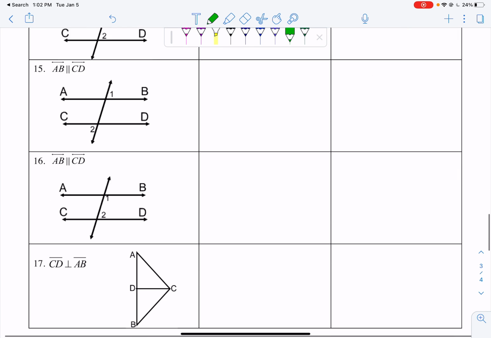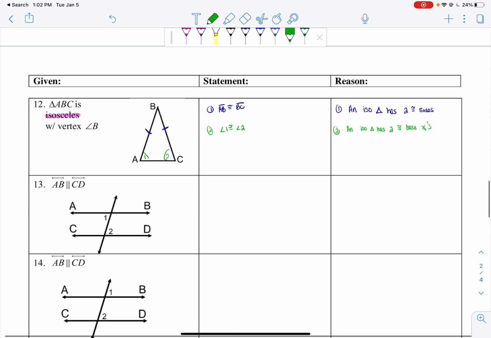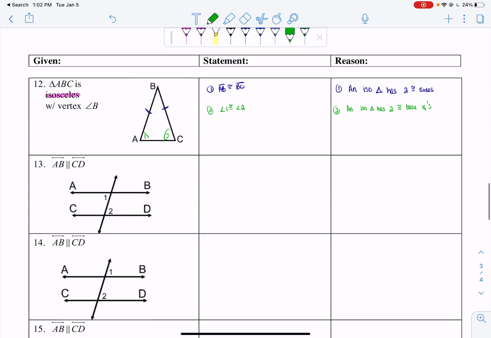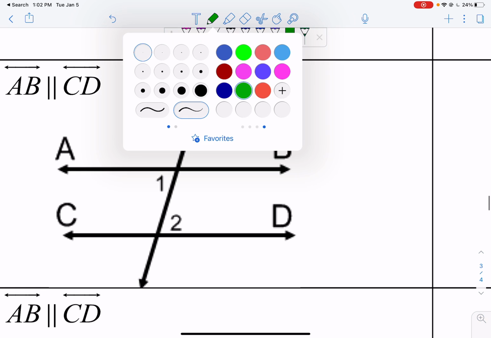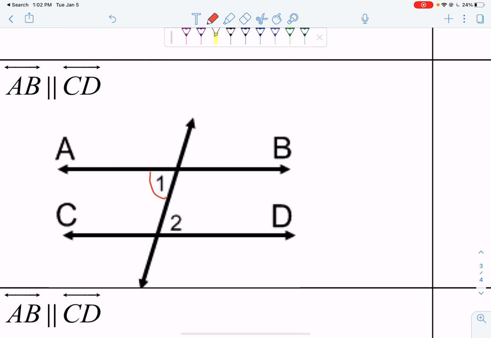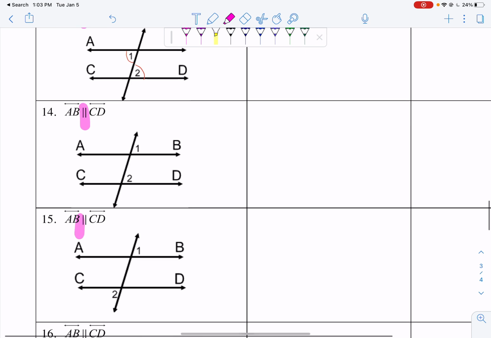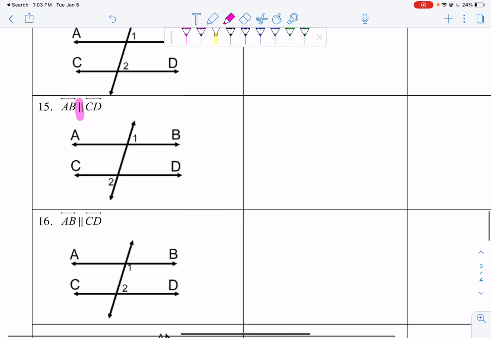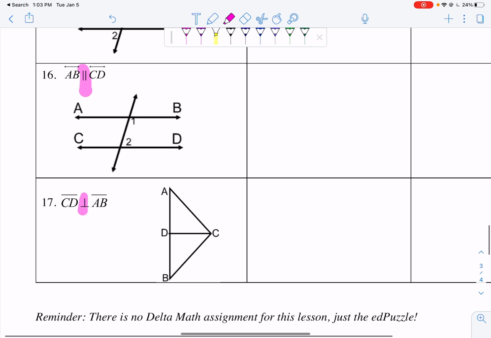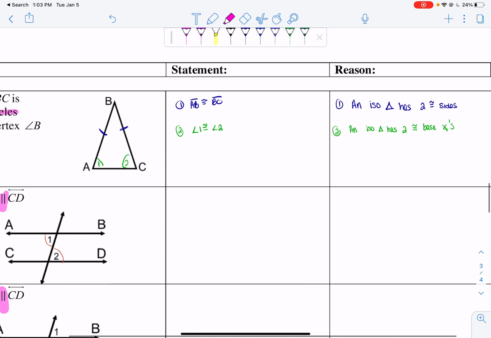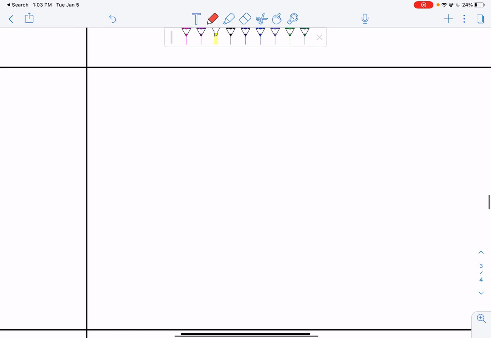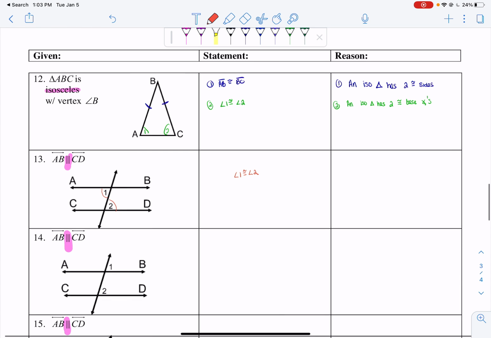Now, AB parallel CD. So these are the things that we can just say. If AB is parallel to CD, I can say that angle 1 and angle 2 are congruent because I know that they are alternate interior angles. Remember, this is your parallel symbol, and that's your perpendicular symbol. So I can say angle 1 is congruent to angle 2. And the reasoning is because they're alternate interior angles.